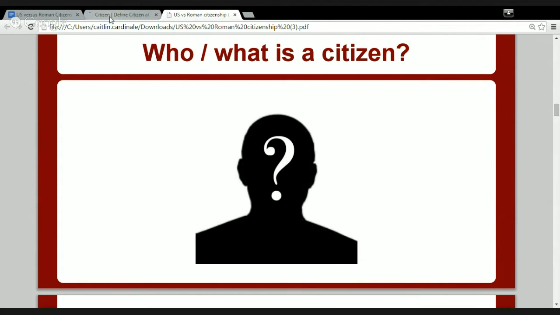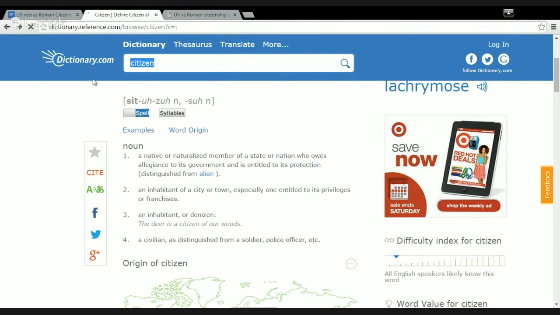So what I always like to do is go to a reliable source. So today, let's look at dictionary.com. We've typed in citizen, and it gives us a variety of answers. Now, the first one is really what we're looking for. And the definition here is a native or naturalized member of a state or nation who owes allegiance to its government and is entitled to its protection.